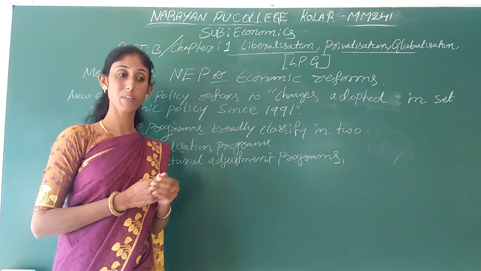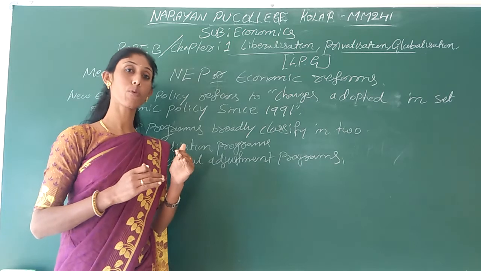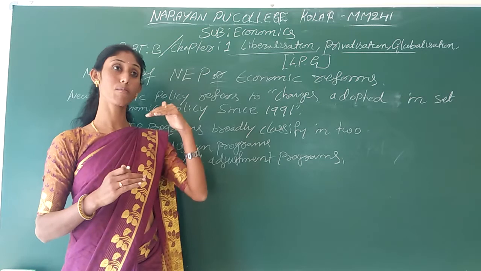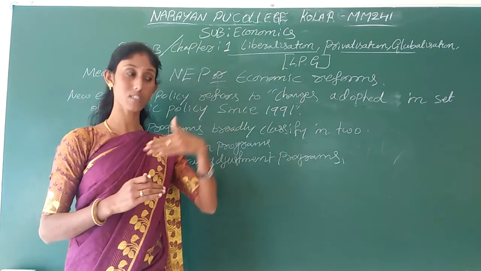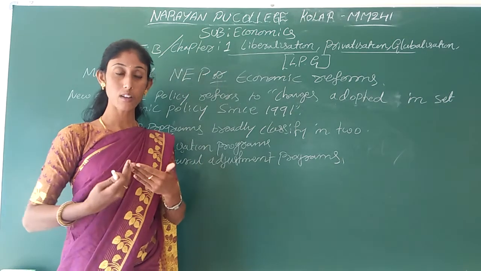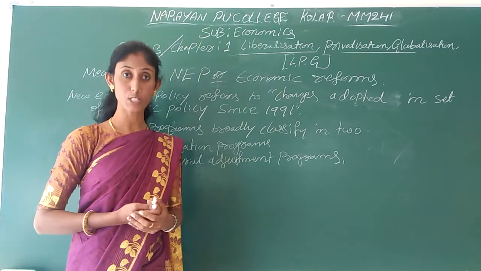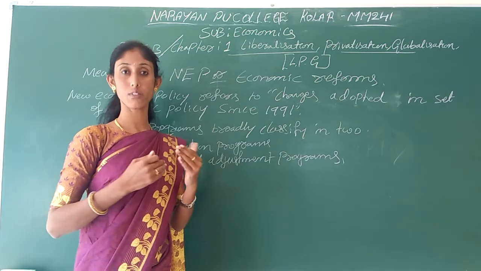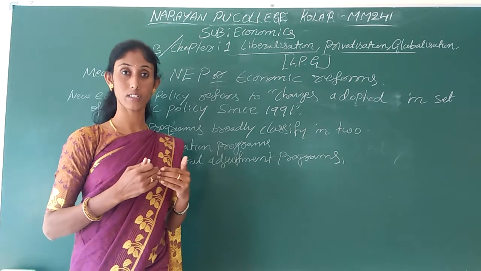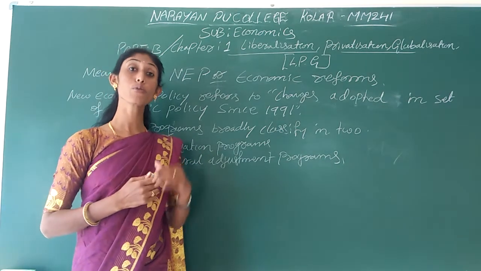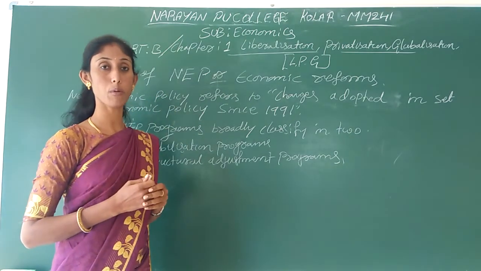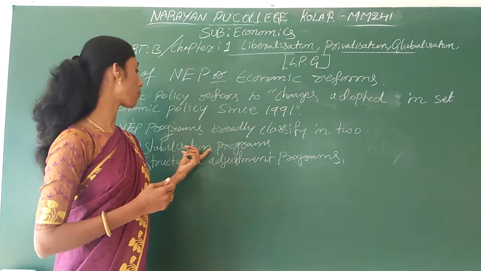Here deficit BOP means imbalance between exports and imports. That imbalance means there is a high rate of imports and less exports. The value of imports is more compared to the value of exports. These are the two severe problems the country faced from 1980 to 1990. To solve these two main problems, the government adopted the stabilization program.